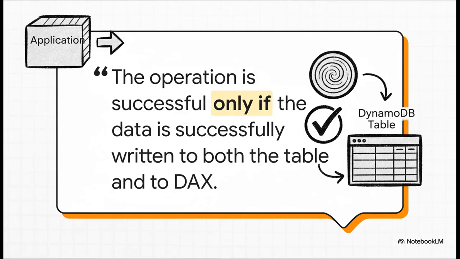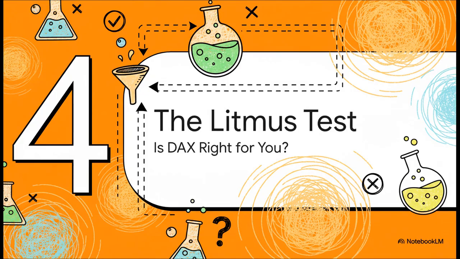Now, you might be wondering, okay, reads are fast, but what about writes? Is my data safe? And this is a super important point. DAX uses what's called a write-through model. This means when you write data, it first writes it to DynamoDB, and only after that's successful does it update its own cache. This guarantees your data is safely stored in the database before you get the OK. No lost writes, period.